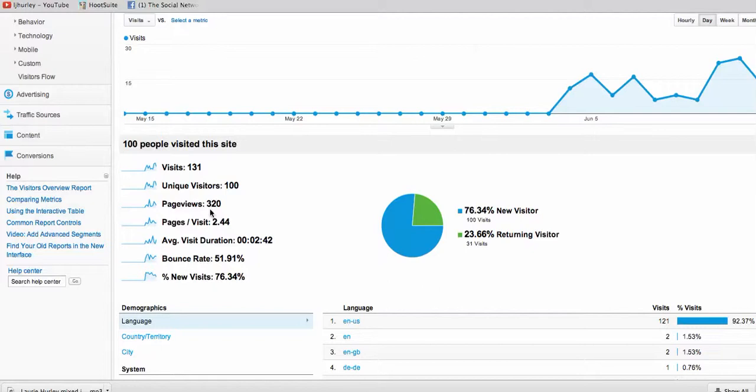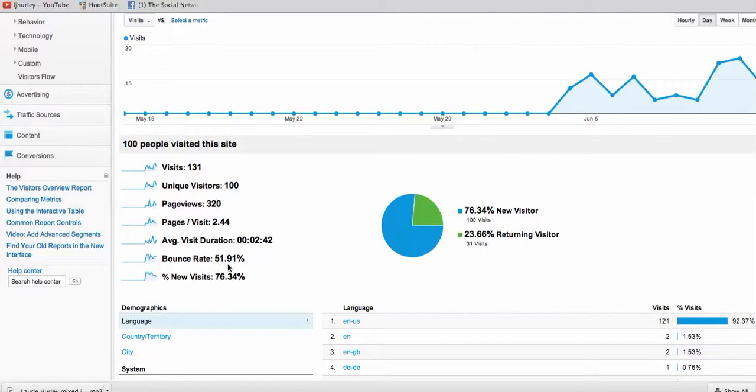My website is about 12 or 13 pages, but there's been 320 page views. How many pages per visit do my visitors look at? They look at almost two and a half pages. Here's a very important number. They spend 2 minutes and 42 seconds on average on my visit.